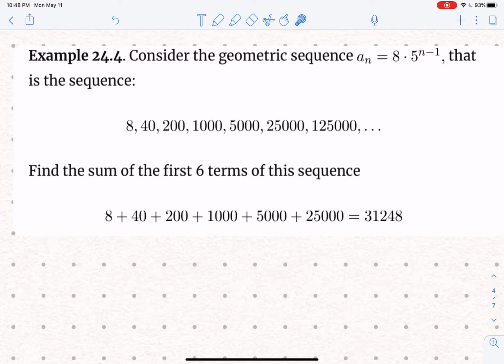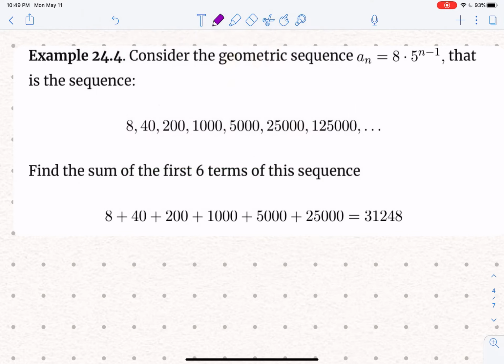Now, I don't want to hide the answer from you. The first 6 terms are 8, 40, 200, 1,000, 5,000, 25,000. If you add those up by hand, using a calculator or a spreadsheet, you will get 31,248. But how do we come up with this number without doing each of these additions separately? The idea is that we can use a cool trick. I'm going to demonstrate that trick right now, and then we're going to try to generalize it.